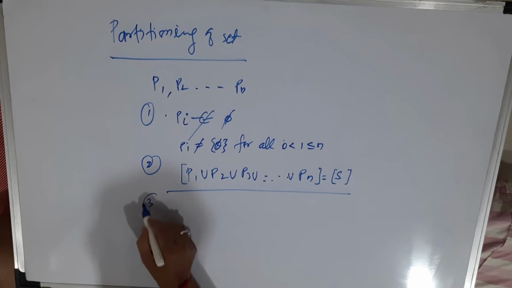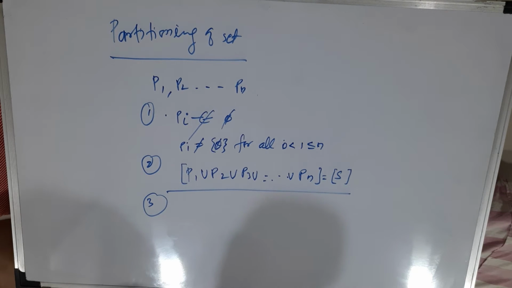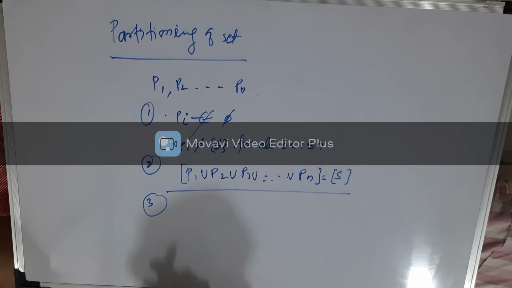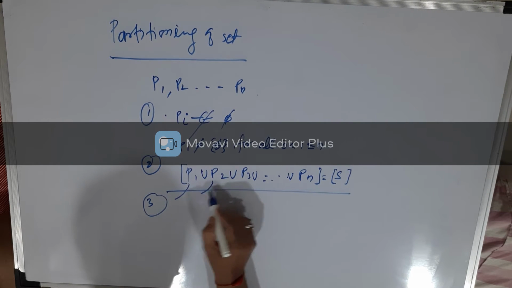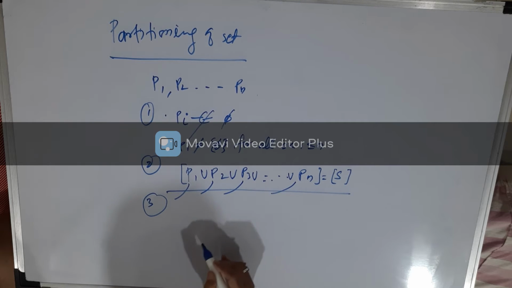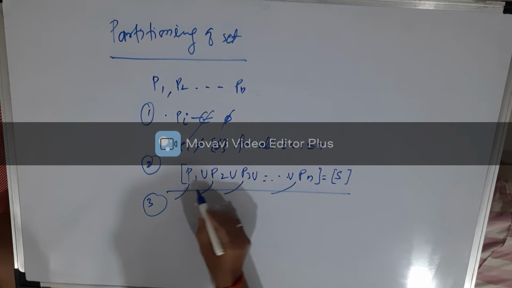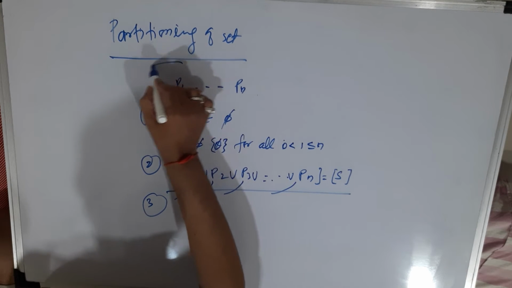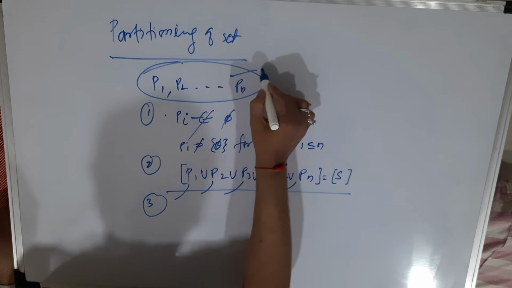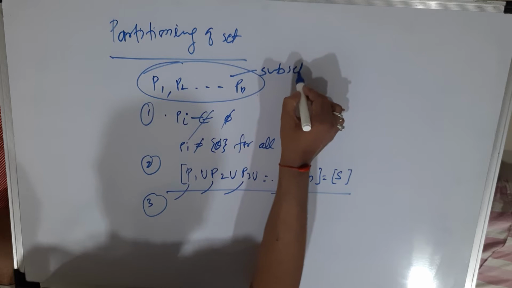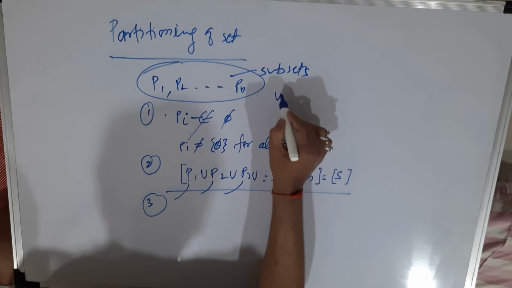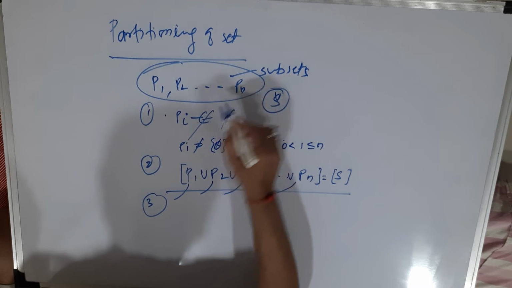What will be the third condition? The third condition is that the intersection of any two disjoint sets is empty. If you take any subset from this, its intersection with any other subset will be empty. All these are called subsets of the universal set S.